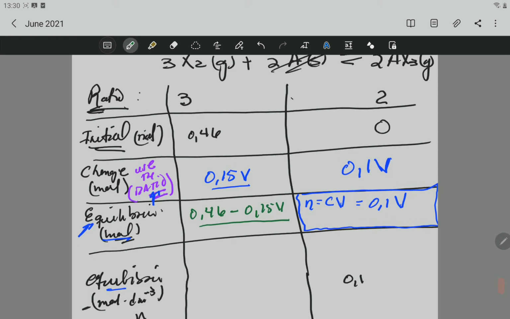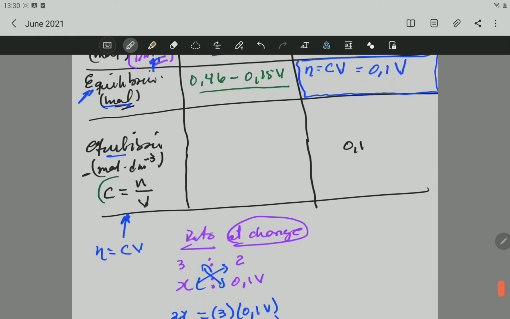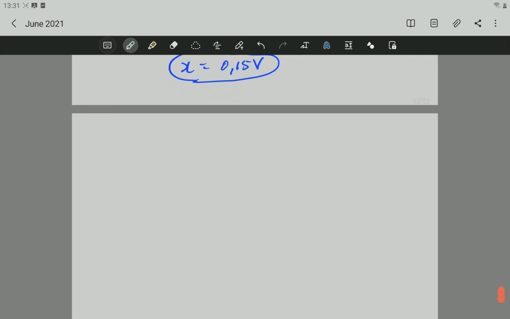Now, how do we get the equilibrium concentration? We go to the formula here. Concentration is equal to number of mole at equilibrium divided by volume. What is the number of mole at equilibrium? This amount here, 0,46 minus 0,15 V, divided by V. And we have everything now in order to substitute in the Kc expression. So let's go to the Kc expression.